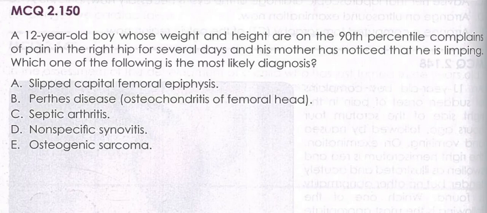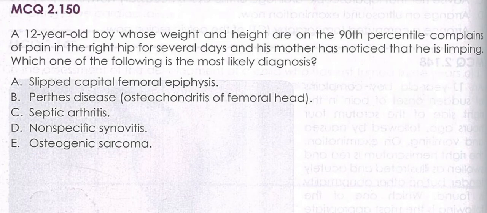A 12-year-old boy whose weight and height are on the 90th percentile complains of pain in the right hip for several days, and his mother has noticed that he is limping. Which one of the following is the most likely diagnosis? Those of you who have watched the previous videos from the start, definitely they will give the correct answer. So we are going through this question again.